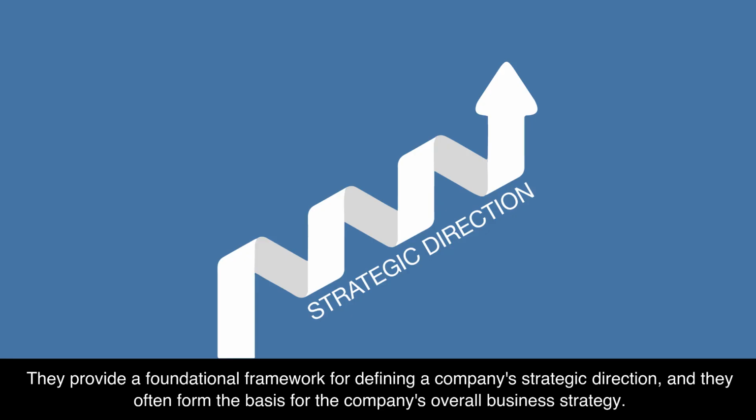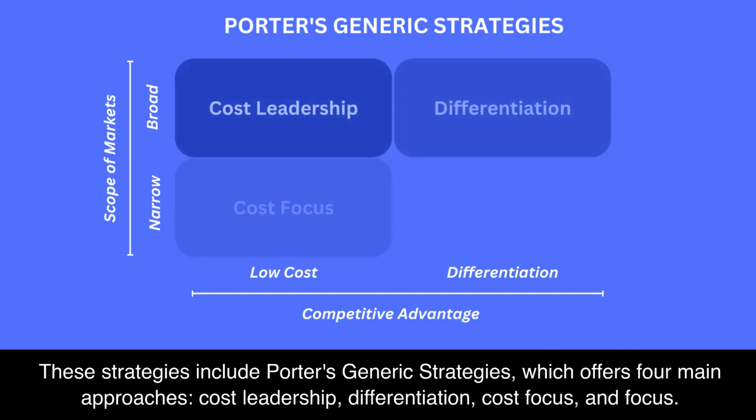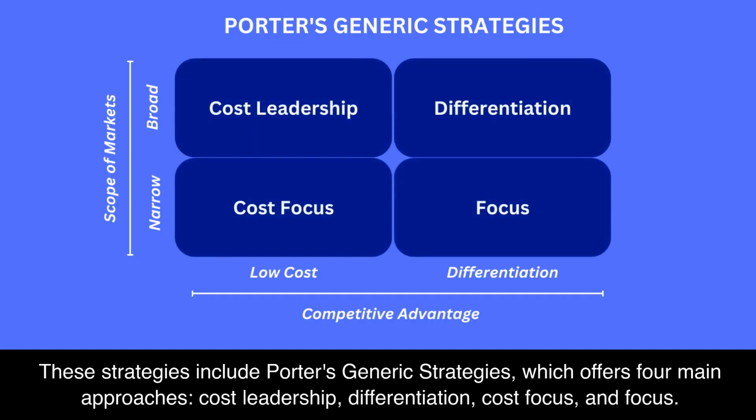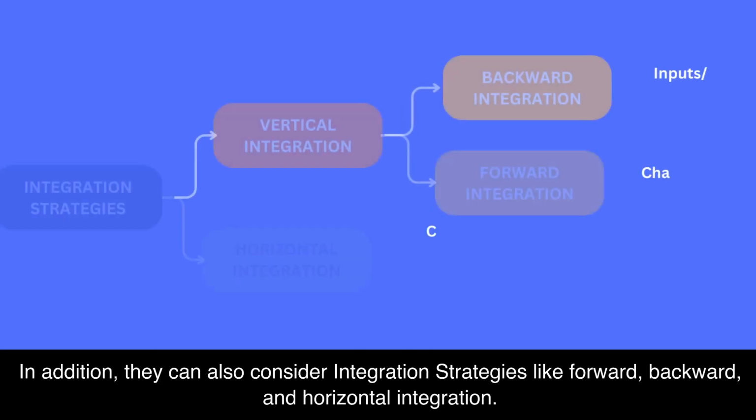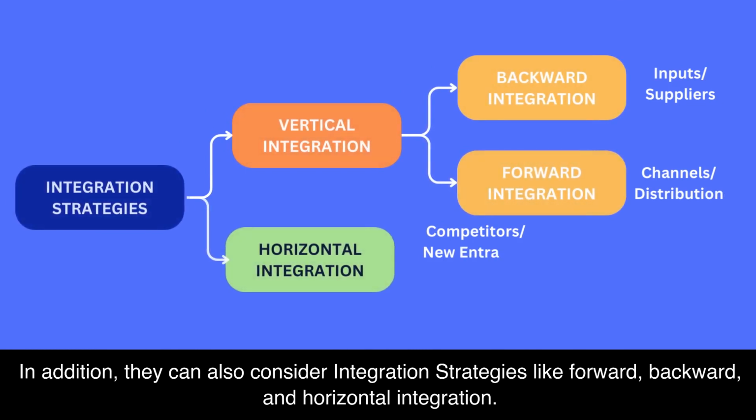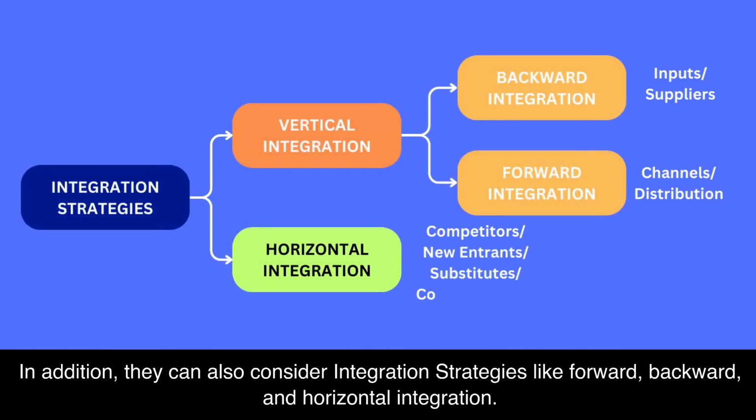They provide a foundational framework for defining a company's strategic direction, and they often form the basis for the company's overall business strategy. These strategies include Porter's generic strategies, which offers 4 main approaches: cost leadership, differentiation, cost focus, and differentiation focus. They also encompass diversification strategies, also known as Ansoff's matrix, such as market penetration, market development, product development, and conglomerate diversification. In addition, they can also consider integration strategies like forward, backward, and horizontal integration.